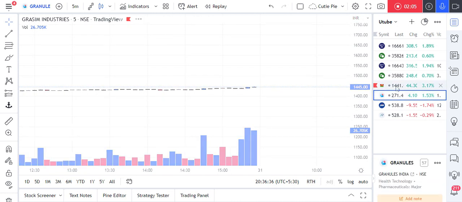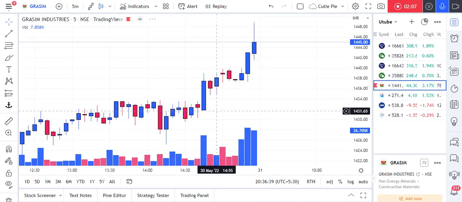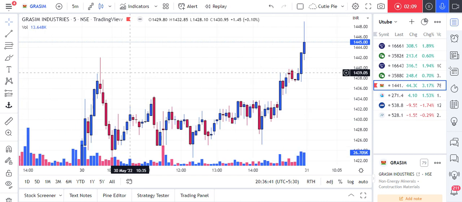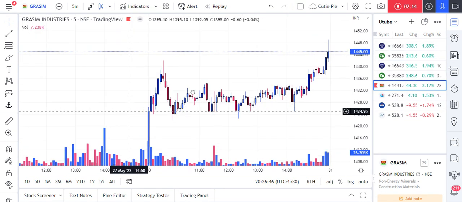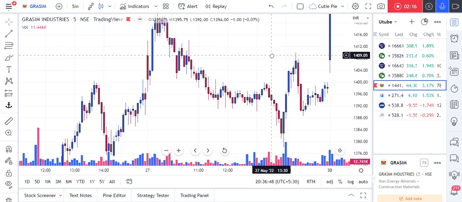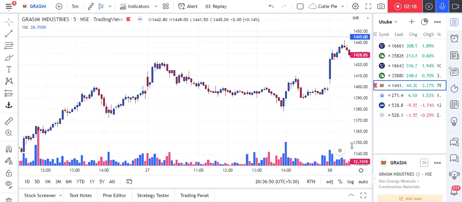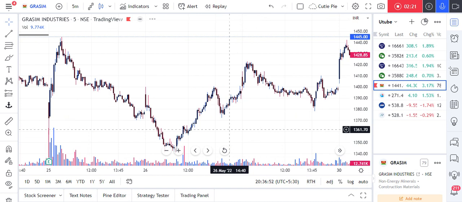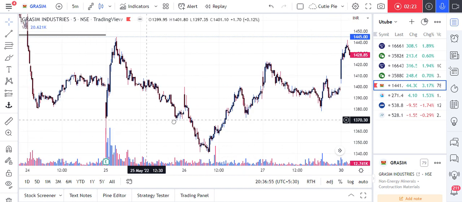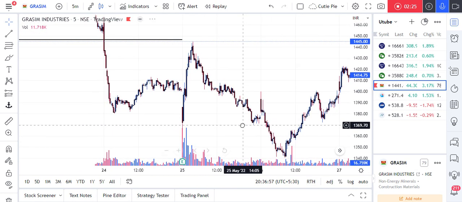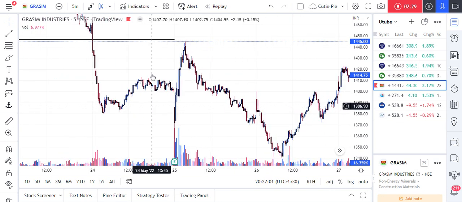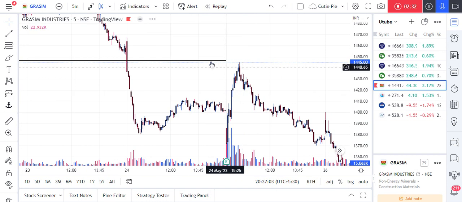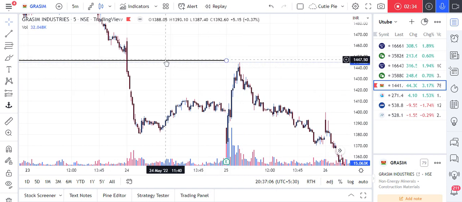Usually during news and all, the movement will be very big. Okay, so the 5 minutes time frame will work very nicely. So we have marked that, and now we'll see where our marking is. So see here, I have marked the low of the previous 3 days' level.